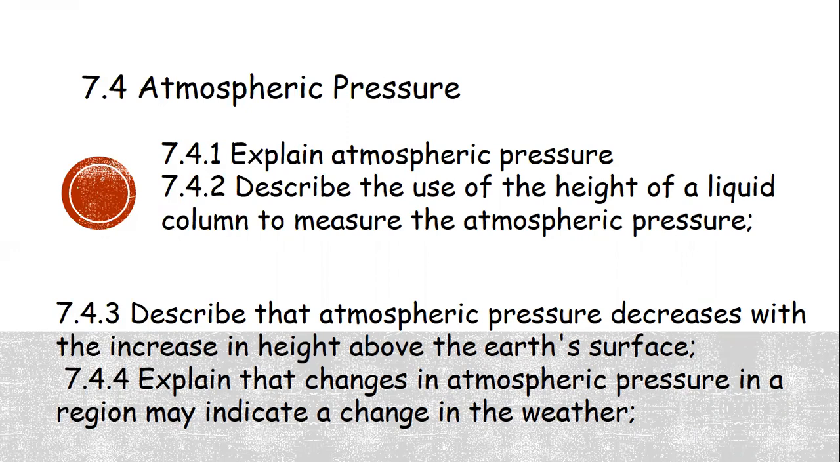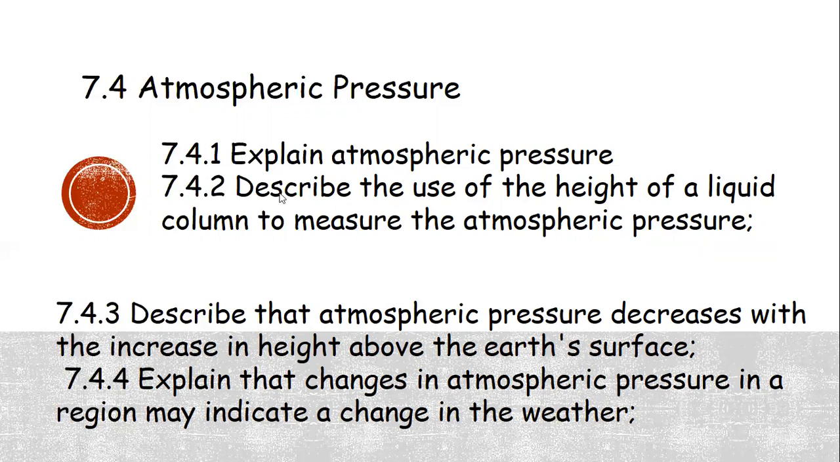Today we are going to study the properties of matter, and in the properties of matter we will understand atmospheric pressure. We are going to explain atmospheric pressure, describe the use of the height of a mercury column to measure atmospheric pressure, discuss that the pressure decreases with the increase in height above the surface, and explain why changes in atmospheric pressure in a region may indicate a change in weather.